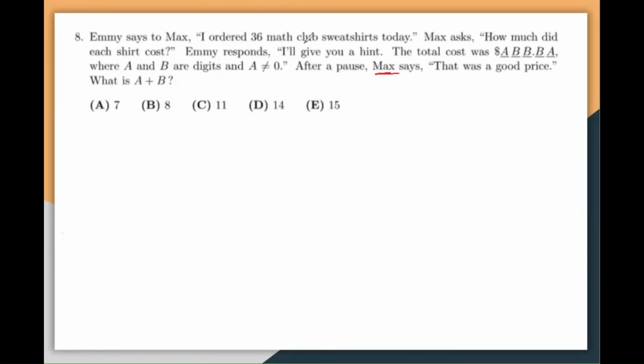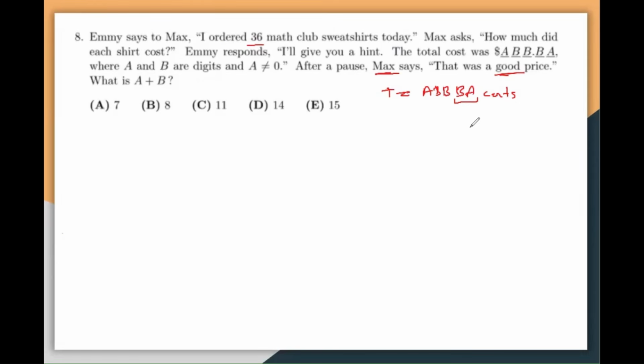So there's not much given, but this is in dollars. Imagine if you multiply this by 100, so I'll say T. Then you will get A B B B A in cents, right? So when you multiply this by 100, you get this much in cents. So what does that tell us? That means this number is actually divisible by 36, otherwise it wouldn't be a good price, right? So that means this number is divisible by 9 and 4.